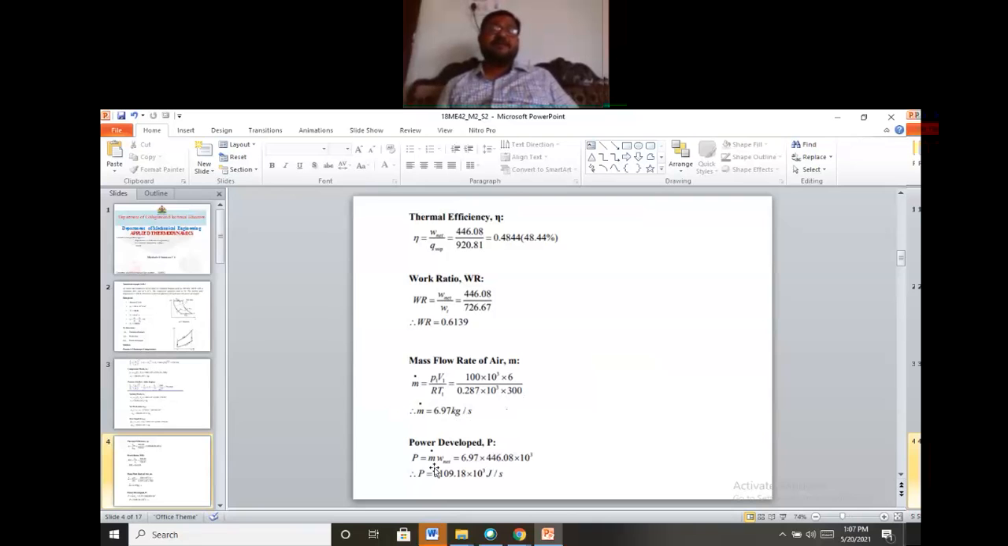Power developed is nothing but the mass flow rate into net work done. Mass is 6.67 into 446.08 into 10 to the power of 3. You'll get 3109.18 into 10 to the power of 3 joule per second. Joule per second is nothing but the watt, otherwise kilowatt. Whole thing: 3109.18 kilowatt.